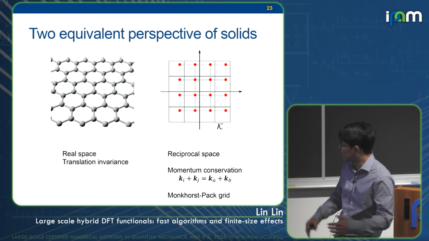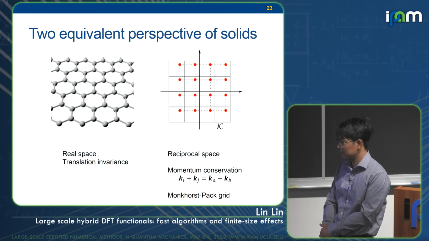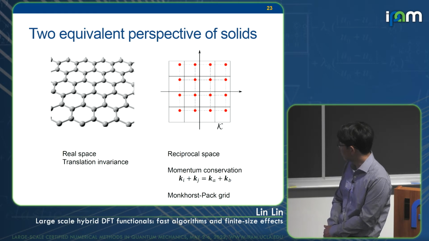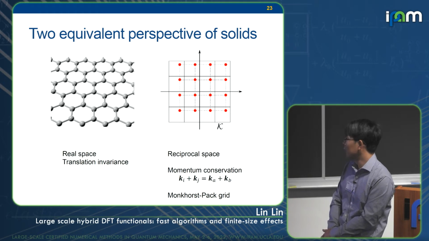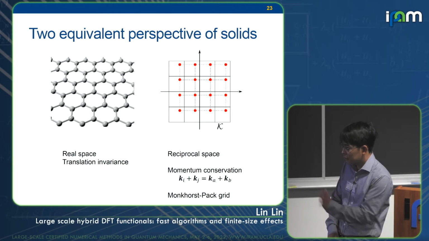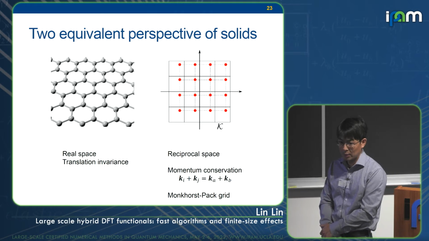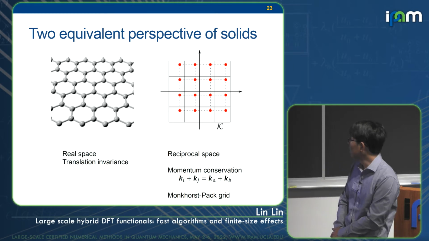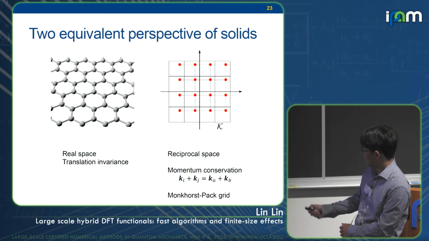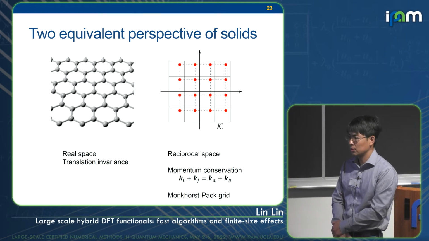You can do hybrid functional calculations for solids, but then there are two perspectives for dealing with solid-state systems in general. One is real space. You take advantage of the translational invariance when you move from one lattice site, from one unit cell, to another. Or you can view that in the reciprocal space. You restrict to one unit cell and have a lot of so-called k-points.